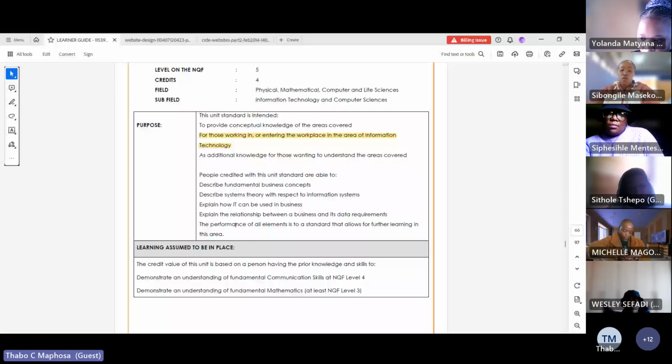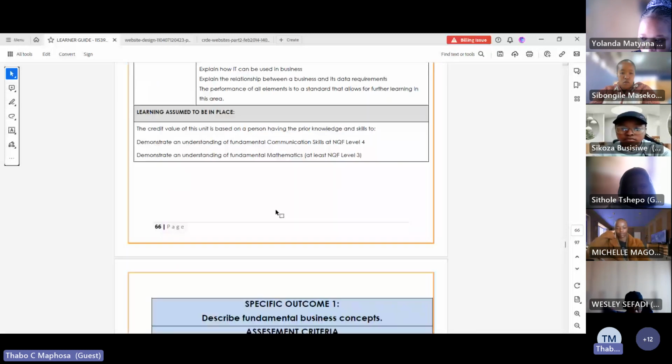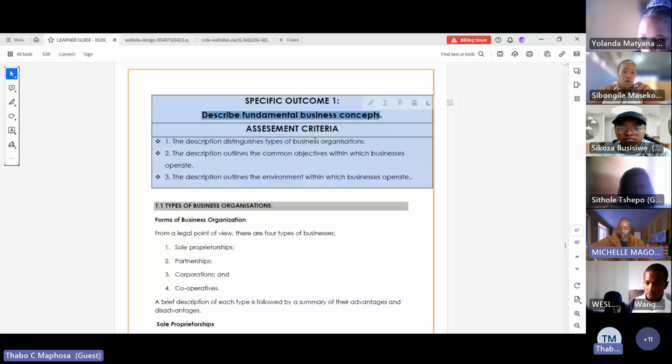So I was saying that we're also looking at the elements, the performance of all the elements to a standard that allows for further learning in this area. A lot of the things you'll be doing are things you'll be learning as you go throughout this entire module. So the first thing we're starting on, the specific outcome, is the fundamental business concepts.